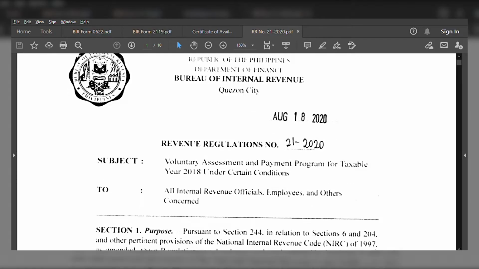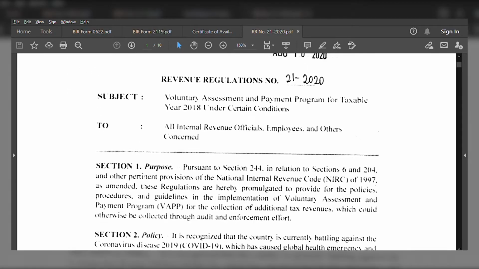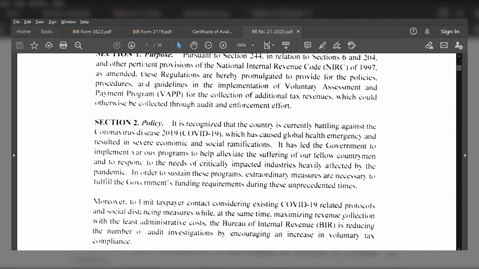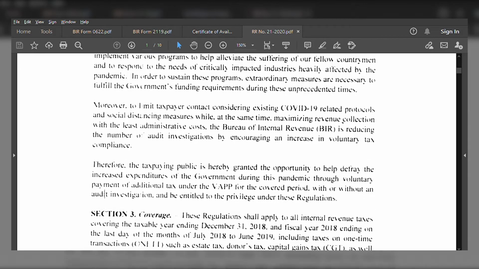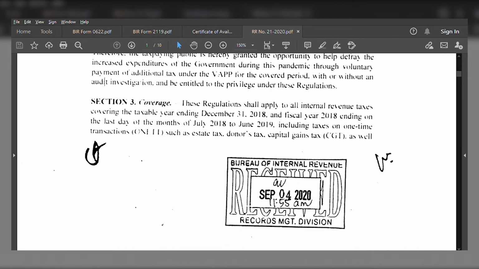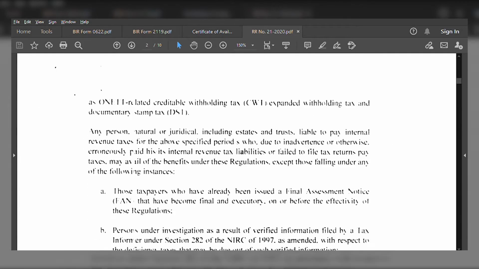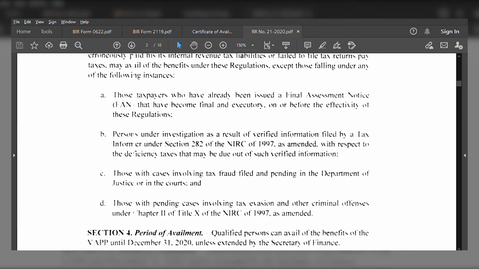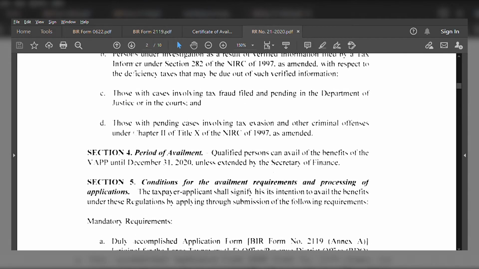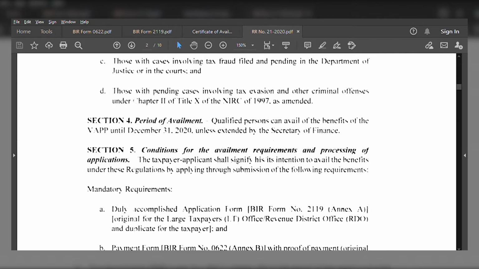So the program is available to natural or juridical persons who are liable to pay internal revenue taxes for the taxable year 2018, who either erroneously paid the tax liability or failed to file a return or pay such internal revenue taxes. Take note that in order to avail of VAPP, the unpaid taxes should be filed and the corresponding penalties for late filing and payment shall first be paid by the taxpayer.